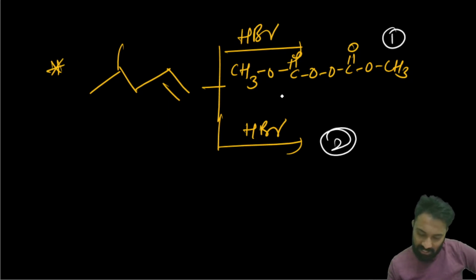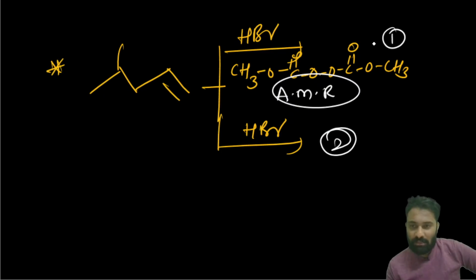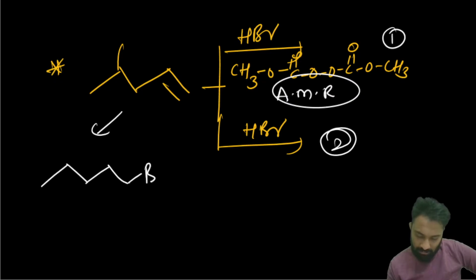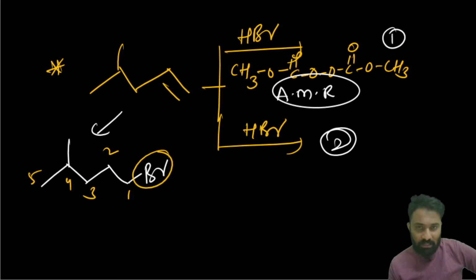The first one is the Anti-Markovnikov rule, right? In the Anti-Markovnikov rule, the first one, now this is a product, now this is a Br. Here there is no rearrangement that will happen. When there is no rearrangement, here 1, 2, 3, 4, 5. According to alphabetical order, bromo will come first, right? So 1 bromo 4 methyl pentane.